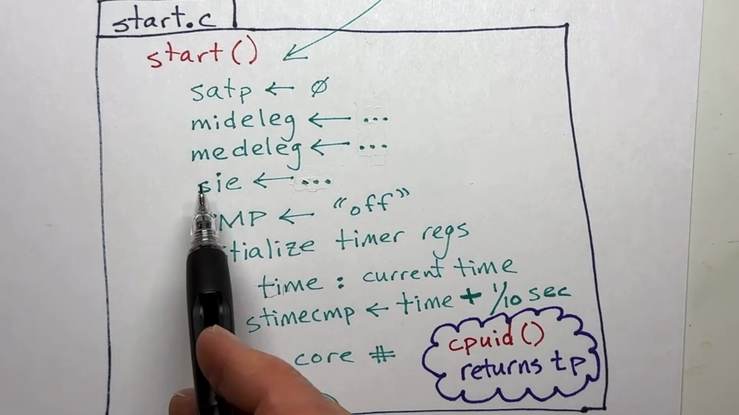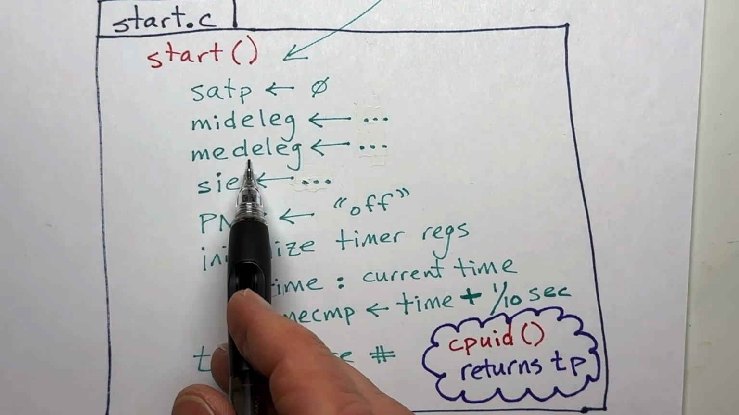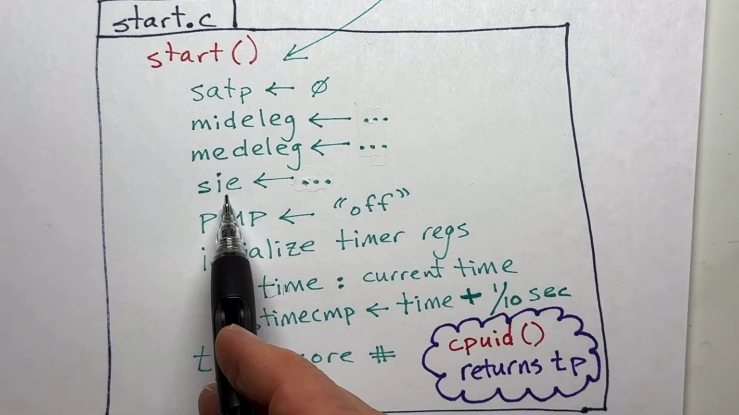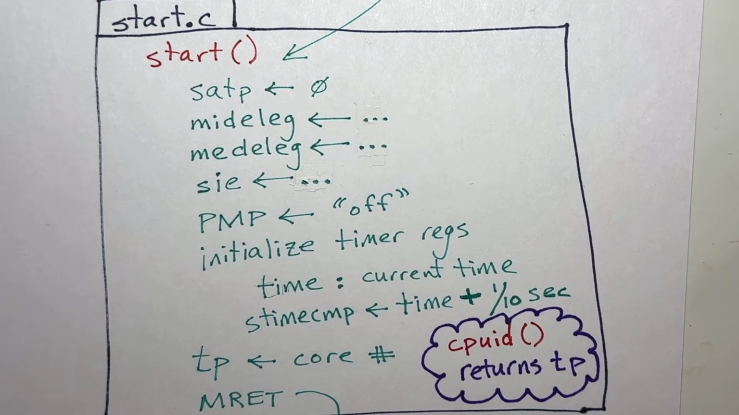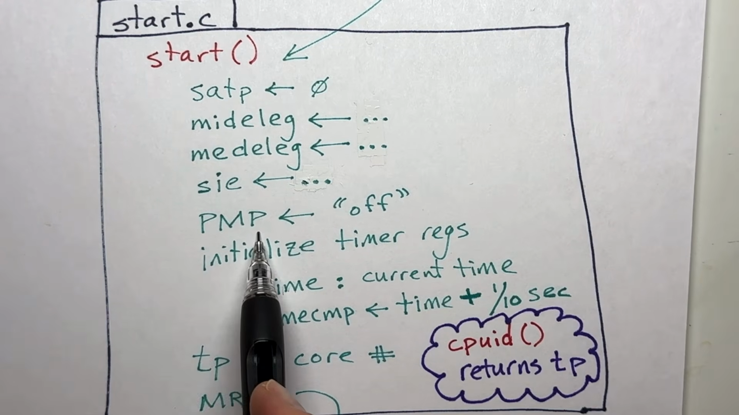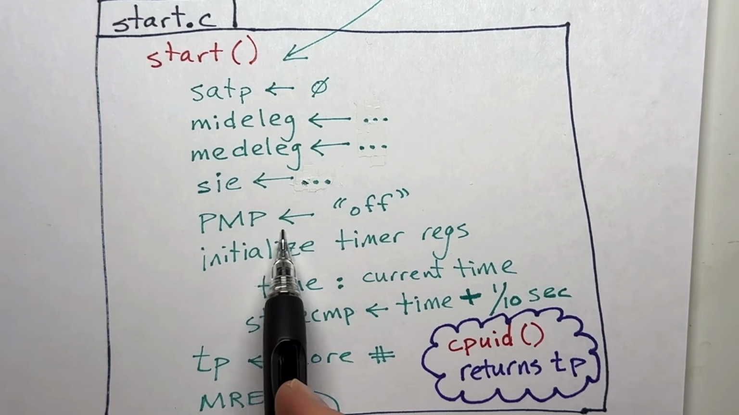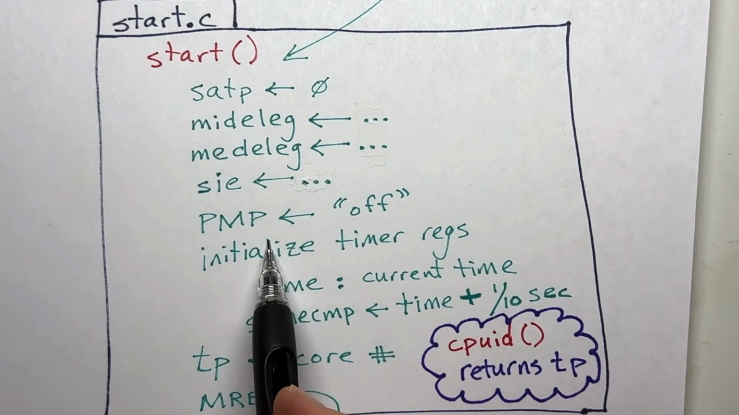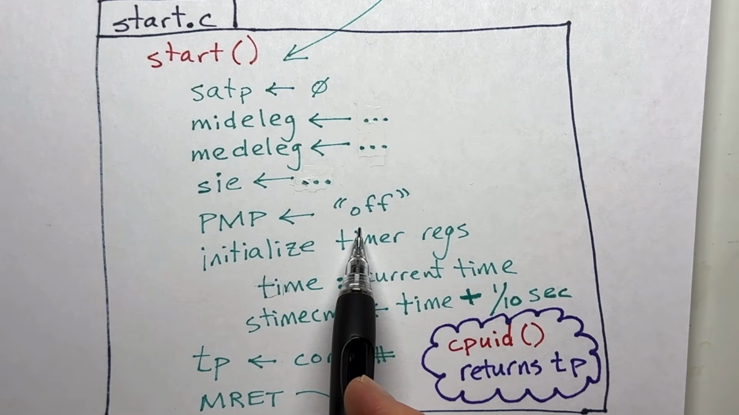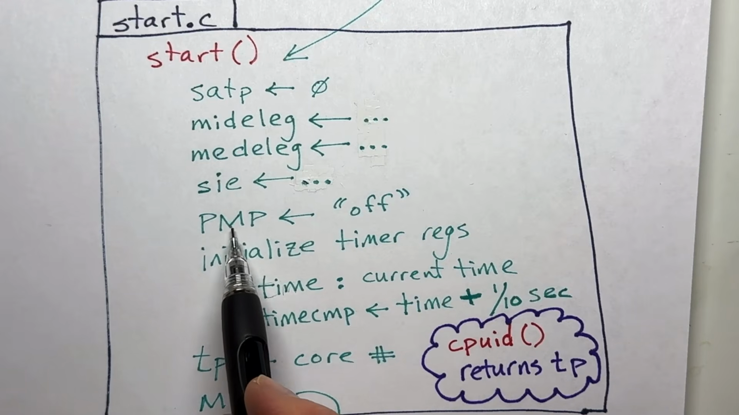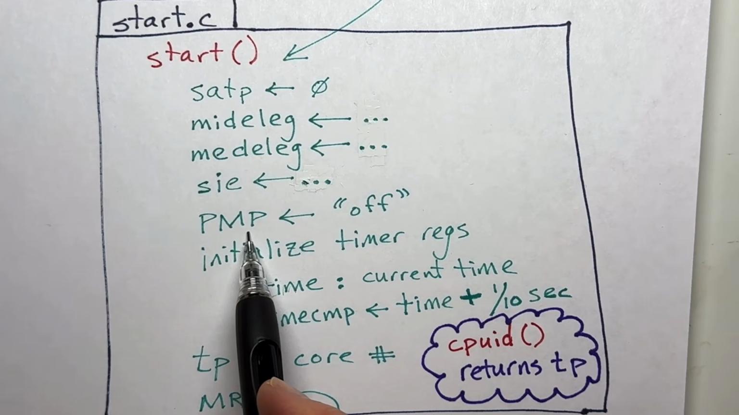Then start initializes the MIDELEG, MEDELEG, and SIE registers. This will cause all exceptions and interrupts to be handled by trap handlers that run in supervisor mode. There's something called the physical memory protection scheme, but it's not used in xv6. Start will initialize a couple of registers to effectively turn off the PMP system, so you can ignore it henceforth.